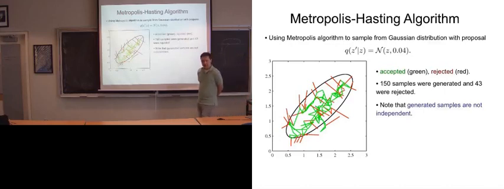Here's how the Metropolis-Hastings algorithm works. Let's say you want to sample from a Gaussian distribution with proposal Q.